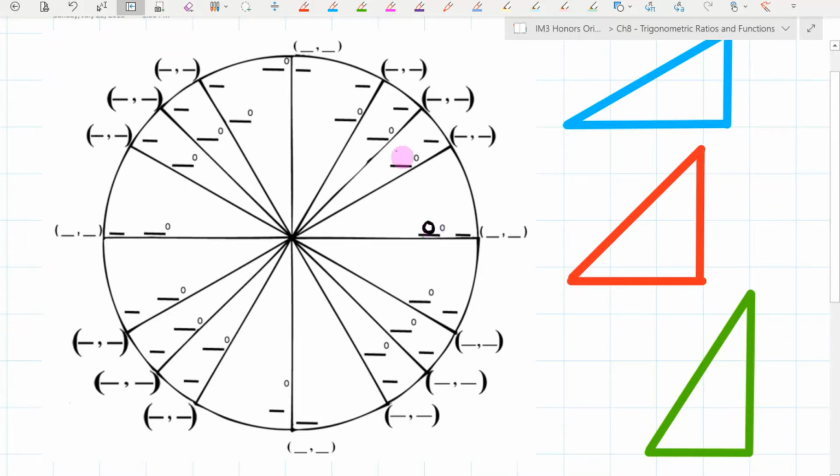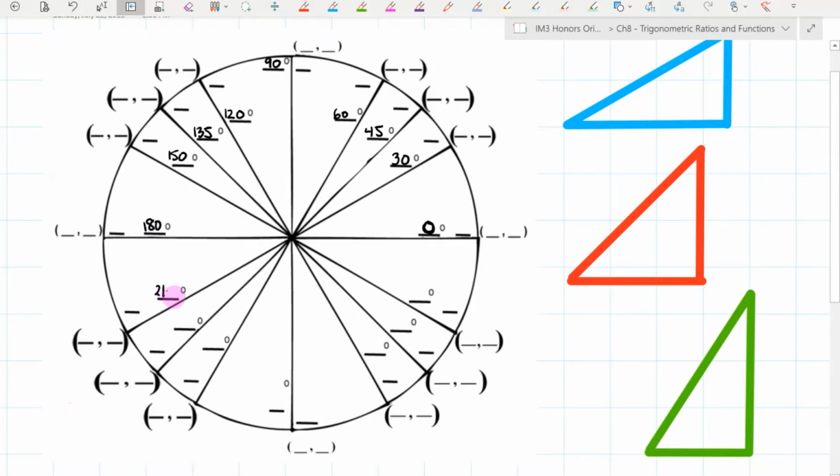Okay, 0, 30, 45, 60. We have 90 degrees, 120. They're all separated by 90 except for the one in between these two is separated by 15. It's exactly in the middle. So 150. This is 180. That shouldn't be a surprise.